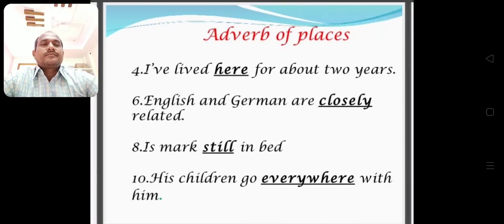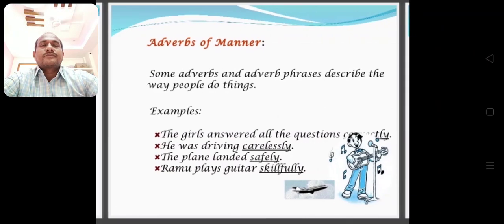Okay, then more adverbs of place. For example, I have lived here for about two years. English and German are closely related. Is Mark still in bed? Do the children go everywhere with him? These are some examples of adverbs of place.